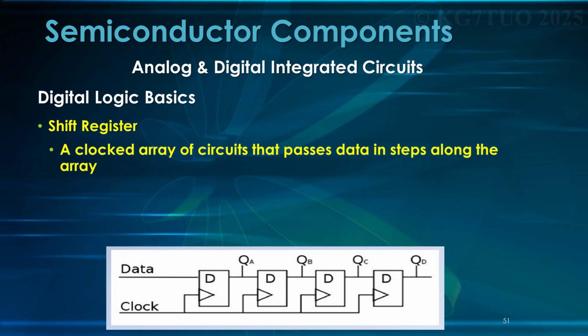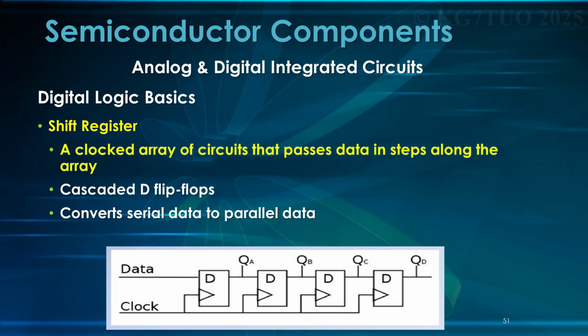Shift register, a clocked array of circuits. Okay, this one's on the test. A clocked array of circuits that passes data in steps along the array. And that's the little drawing of what it does, boop, boop, boop, boop, and it just pops right through each of those. And it keeps passing through, and the clock pulse allows it to step through it. It's called a shift register. It is a clocked array of circuits that passes data in steps along the array. So a clocked array of circuits is a shift register. Cascaded D flip-flops convert serial data to parallel data.